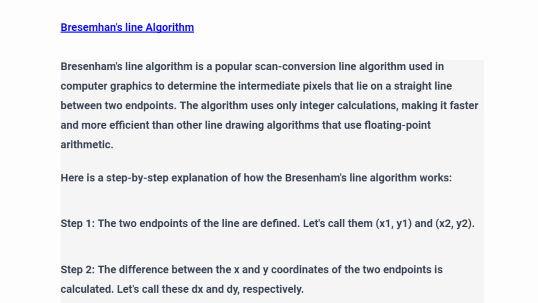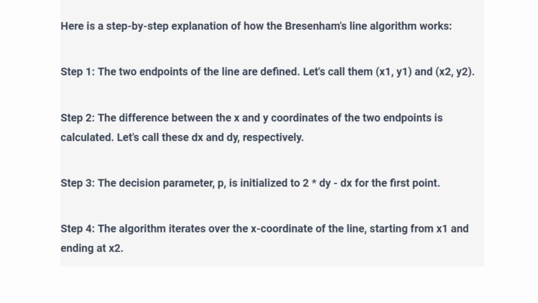Step 1. The two endpoints of the line are defined. Let's call them x1, y1 and x2, y2. Step 2. The difference between the x and y coordinates of the two endpoints is calculated. Let's call these dx and dy, respectively. Step 3. The decision parameter, p, is initialized to 2*dy - dx for the first point.